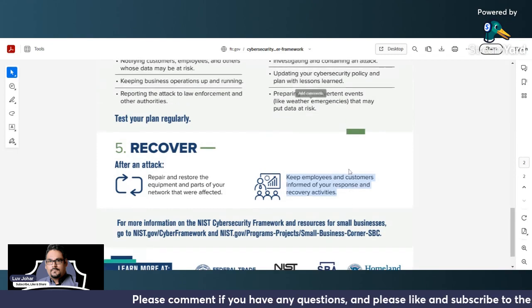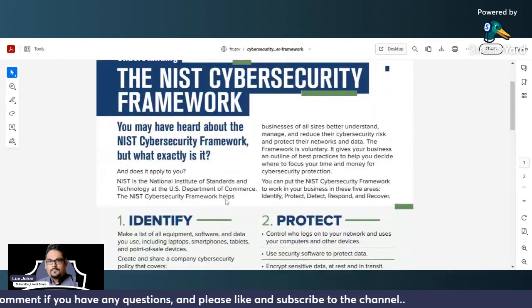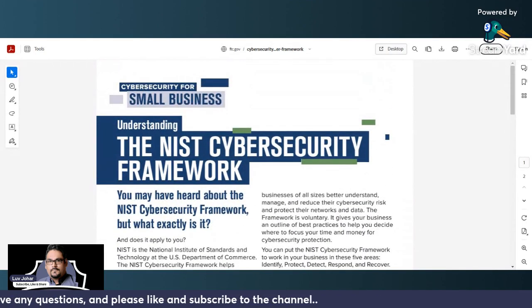Okay, so I hope this makes sense. I hope this has given you a good idea in terms of implementing a cybersecurity framework for a small business.